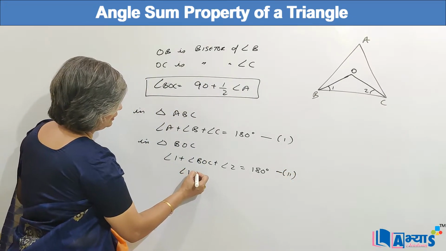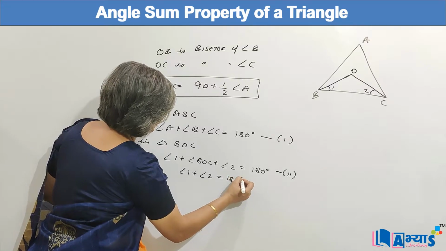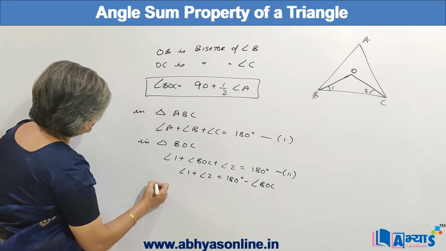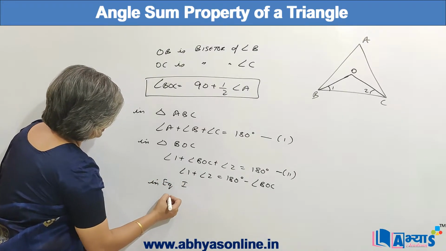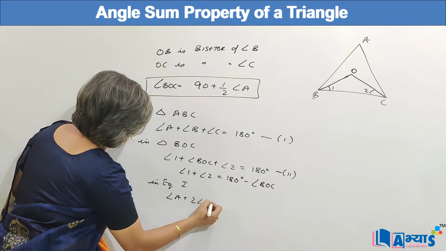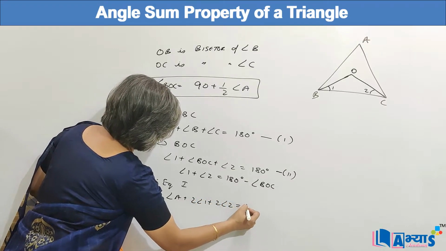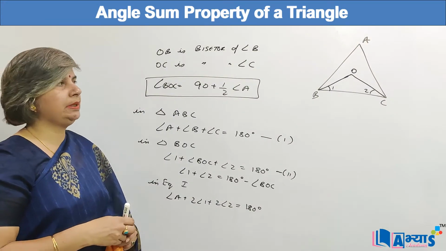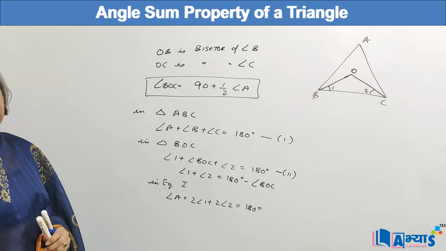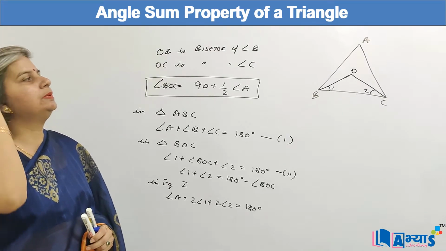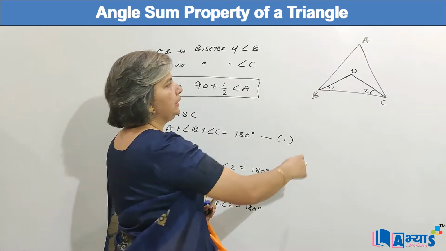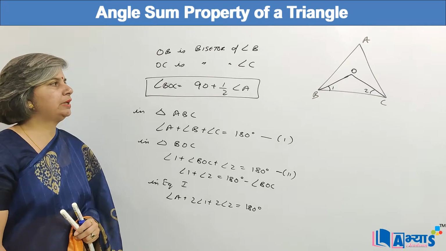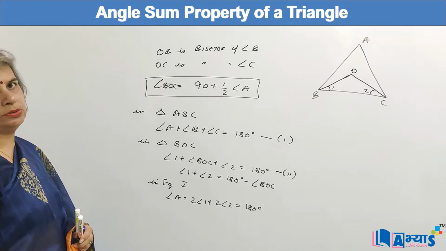So we can say that angle 1 plus angle 2 is equal to 180 minus angle BOC. Now in equation 1, angle A plus 2 times angle 1 plus 2 times angle 2 is equal to 180 degree, because angle 1 is the bisector of angle B and angle 2 is the bisector of angle C, because OB is the bisector of angle B. So complete angle B is 2 times angle 1, and similarly complete angle C is 2 times angle 2, as OC is also a bisector.